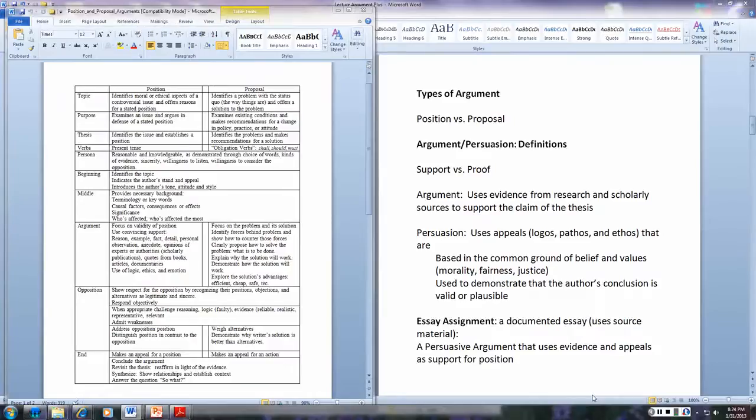You use support that is convincing: reasons, examples, facts, personal observation, anecdotes or stories, opinions of experts or authorities, scholarly publications, which we'll discuss in a little, quotations from books, articles, or documentaries, and the use of logic, ethics, and emotion, which we refer to as appeals. For a proposal, you are focusing on defining the problem, explaining why the solution will work. Either one of these is legitimate for your paper. In both, you address the opposition, and in both, you conclude by convincing your reader that your position is plausible and that it is one that they should consider.